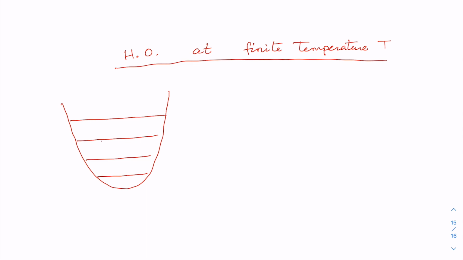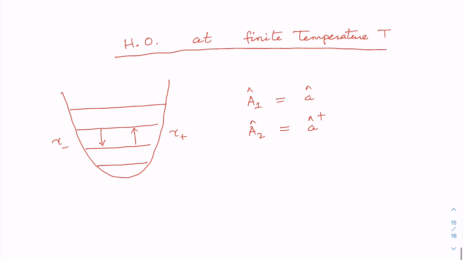One process may be in the downward direction, let us say at the rate gamma minus, and another process would be at rate gamma plus. So both upward transition and downward transition would be there. Here also we have two relaxation processes, A1 and A2, and you can guess it. A1 refers to the relaxation process in the downward direction. A2 is the upward transition, so we can guess that it would be represented by the creation operator.